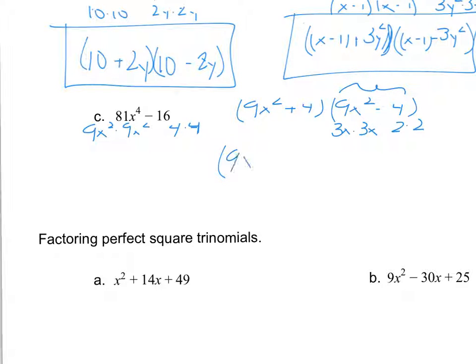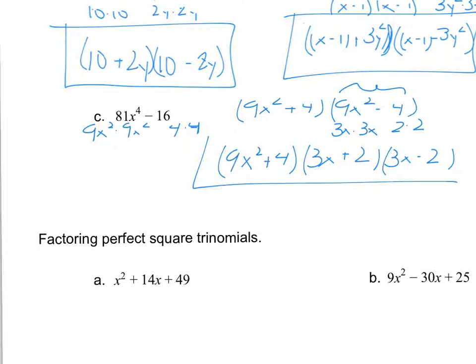So because it's a difference, a subtraction of two squares, then I can continue factoring. We take 3x in each, a 2 in each, one adds and one subtracts. And this would be your final answer here, the complete factorization.